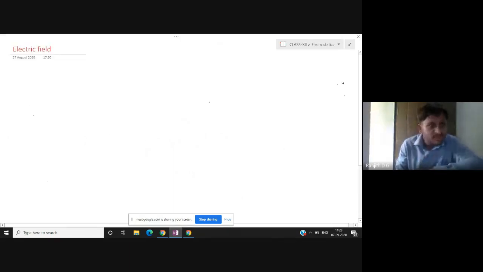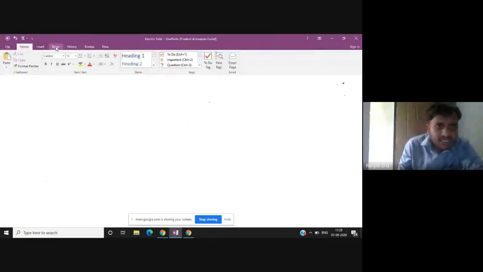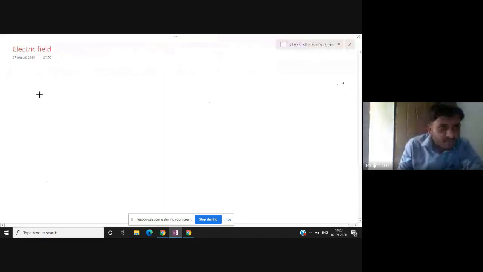Suppose I have a point charge in a space. I am locating the point charge here. It is a charged body having a charge Q. This is producing some electrical influence around its surroundings.